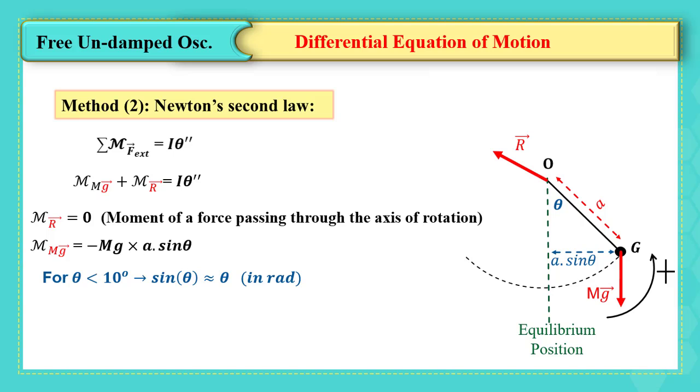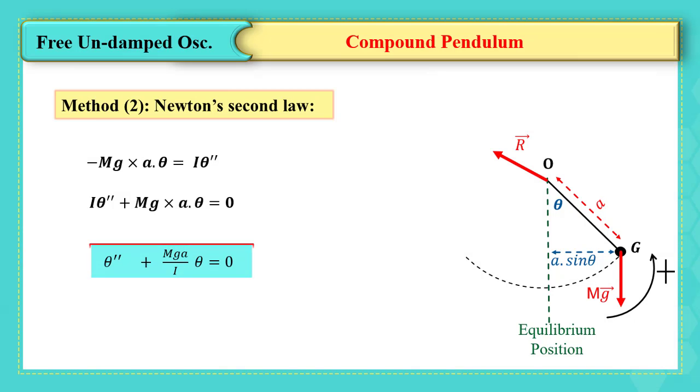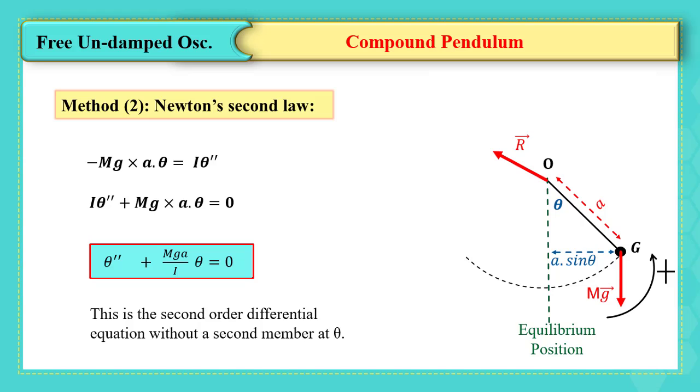But for theta less than 10 degrees, sine theta is approximately equal to theta in radians. So minus mga theta equals I theta double prime. By arranging it, we can find finally the differential equation, which is theta double prime plus mga over I theta equals 0.